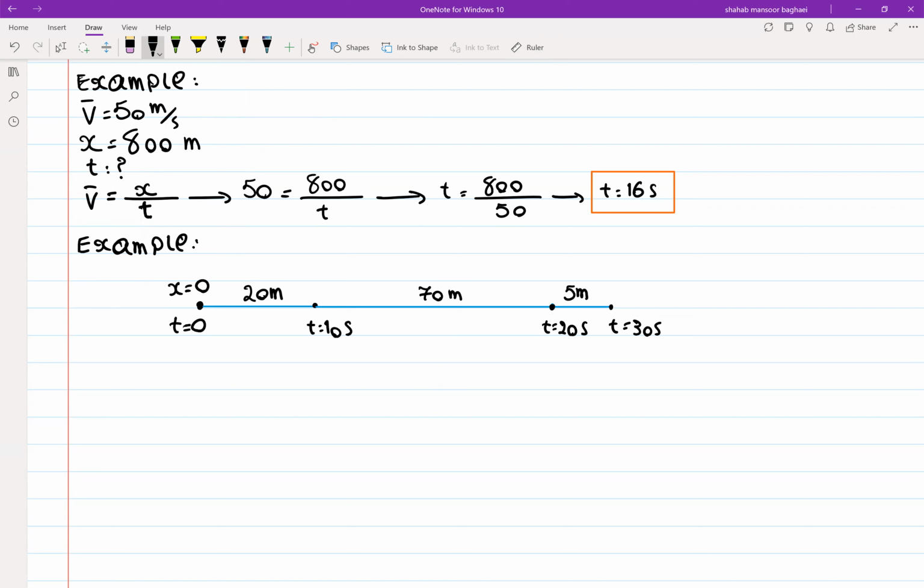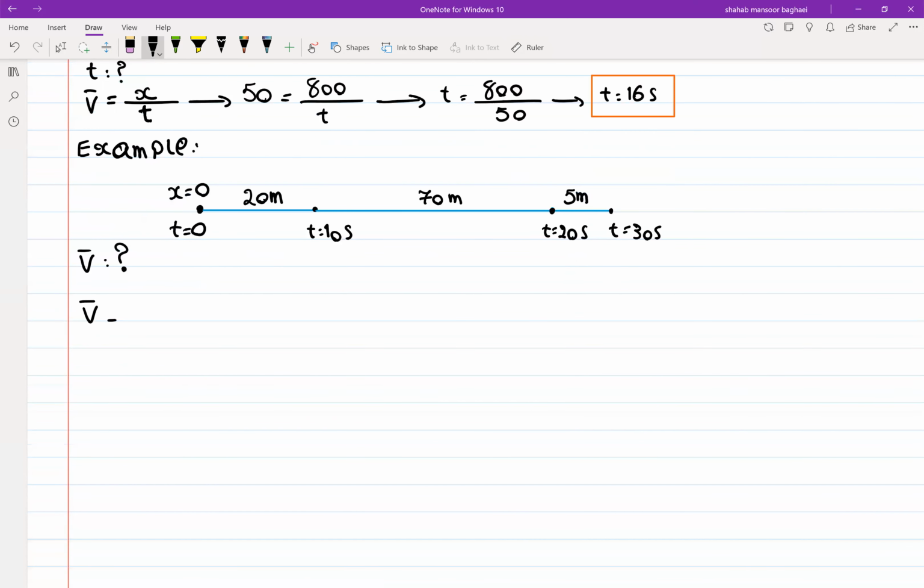What is the total displacement? What is the average velocity for the whole motion? What is v bar? Okay, so according to this definition I told you, you don't care about each time interval, about each second. We should focus on the whole displacement and total time. Follow this equation: v bar equals total displacement x over total time. What is the total displacement between 0 and 30 seconds, from the beginning to the last position?